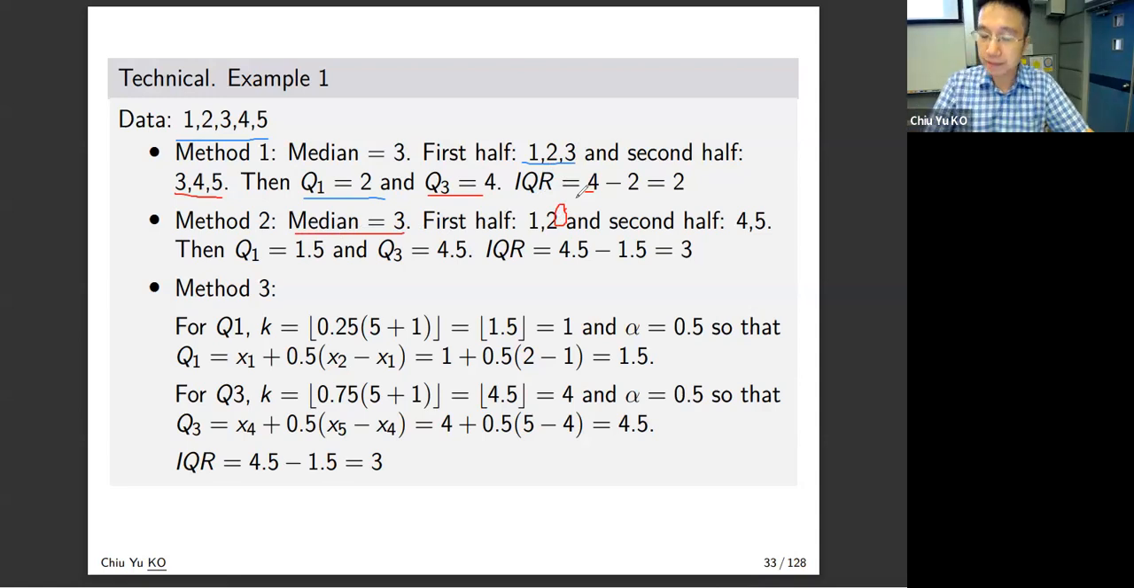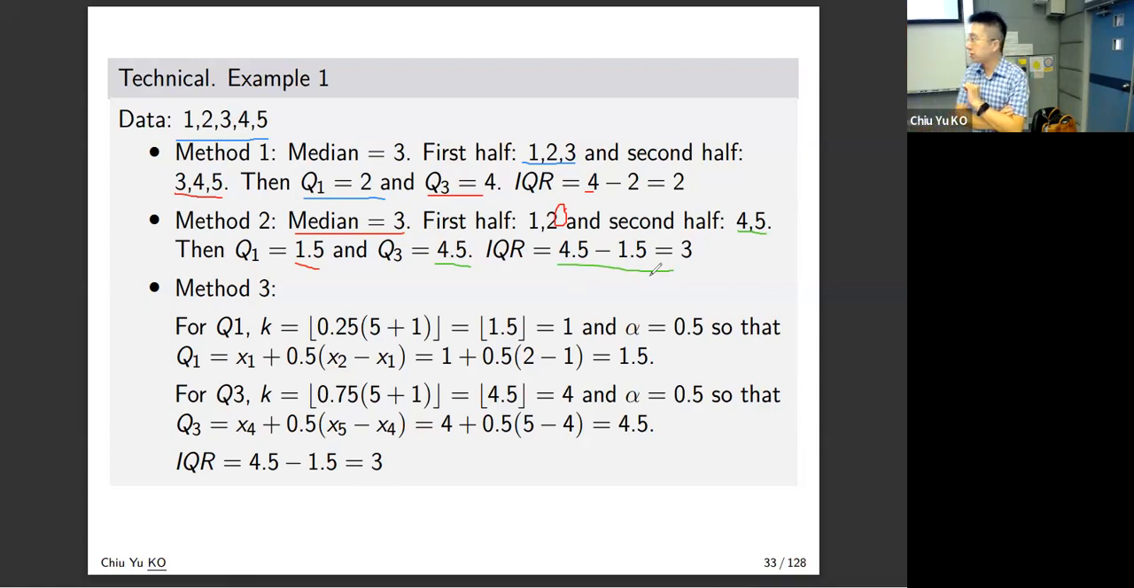So with 1 and 2, two numbers, the median is just the average of the two. The median is 1.5. Why? Because n is 2, n plus 1 is 3, 3 over 2 is 1.5. 1.5 is halfway between 1 and 2. Similarly, we have 4.5 here, because of 4 and 5, as we don't include 3. So the median is 4.5. The IQR is just the difference between the two, so that's 3. So now let us not forget about method 2. They are what you learn in high school or primary school.